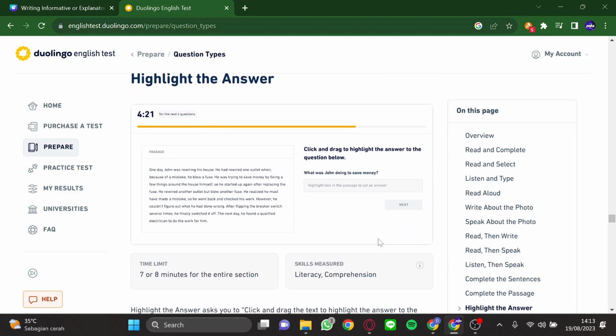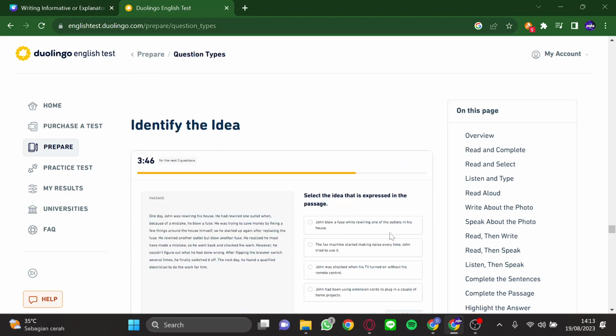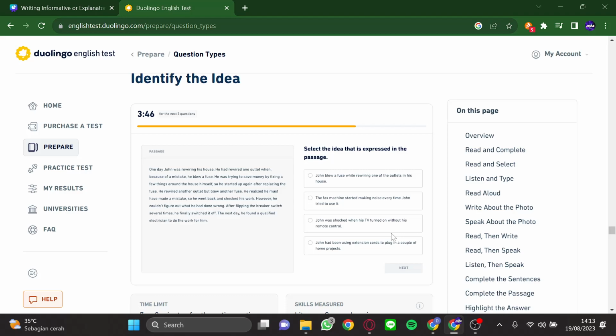This is basically you selecting which is the main idea of the paragraph, which is the main idea of the story. You have to highlight it by just clicking and dragging your cursor over the sentences that you want to highlight. Next is identify the idea. Basically the same thing. This is still a storytelling based question. So select the idea that is expressed in the passage.